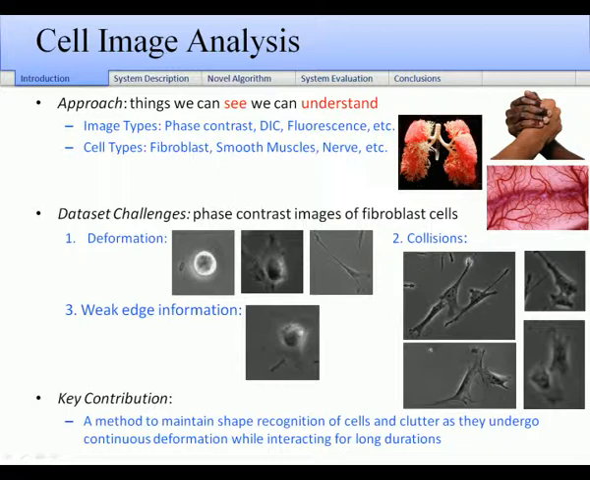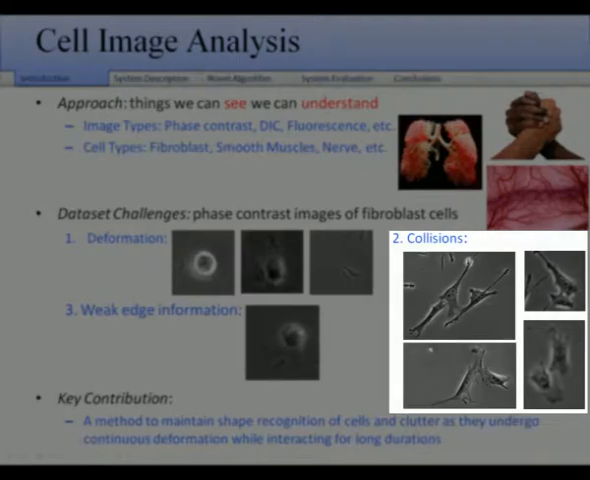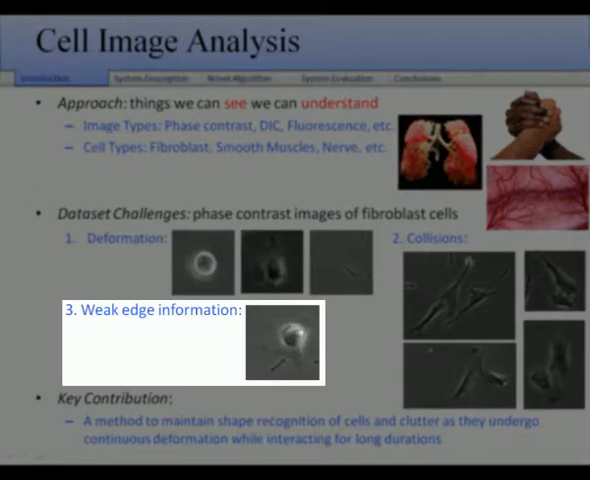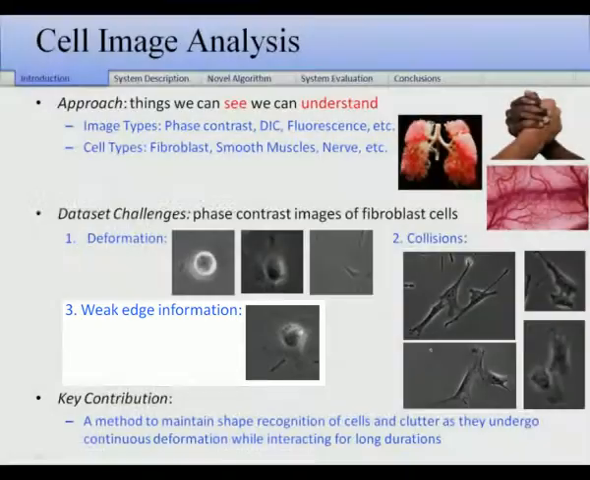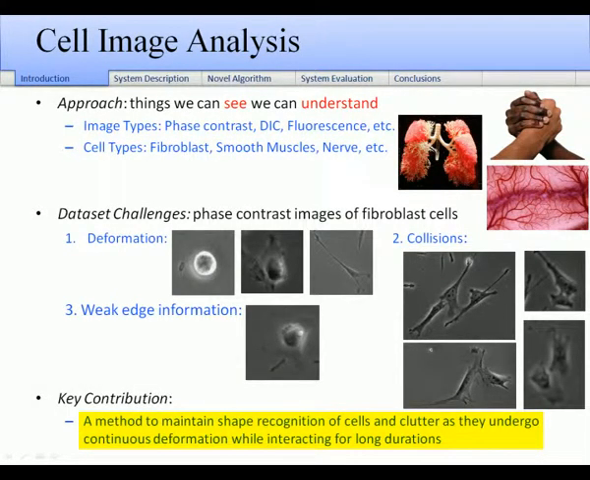To quantitatively analyze this data, computer vision systems are used. Reliable automated analysis often depends on accurately finding the contours of each cell in every image. This is challenging to achieve in our dataset because fibroblast cells can undergo significant appearance variation in short periods of time, cells frequently touch other cells, and often there's little to no edge information identifying the boundary between a cell and the background, or a cell and other cells. The focus of our work is on maintaining shape recognition as cells interact with other cells.